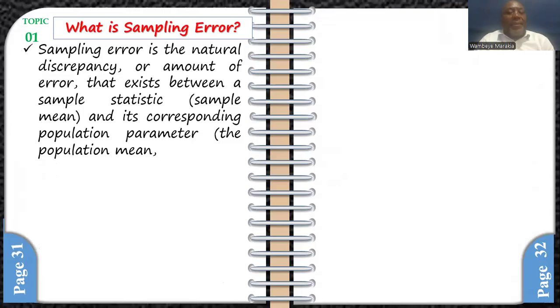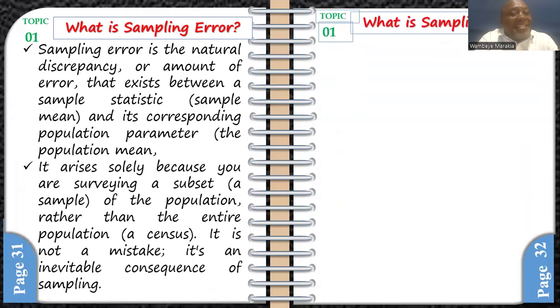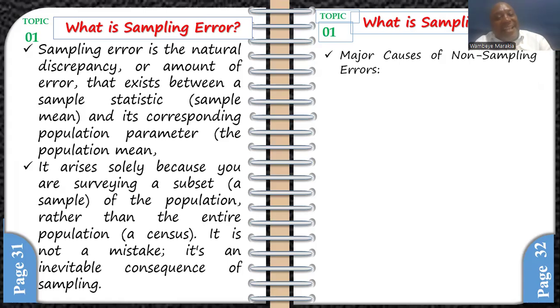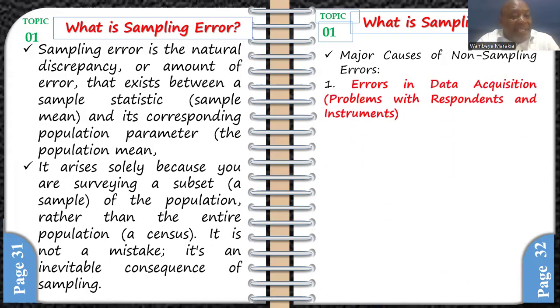What is a sampling error? It is the natural discrepancy or amount of error that exists between a sample statistic, when you consider the sample mean, and its corresponding population parameter. It arises solely because you are surveying a subset of the population rather than the entire population. When we survey the entire population, it's called a census, and it is not a mistake. When you generate this error, sometimes it's not a mistake. It is an inevitable consequence of sampling.